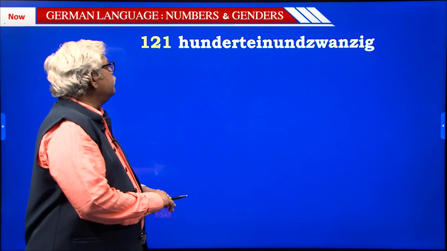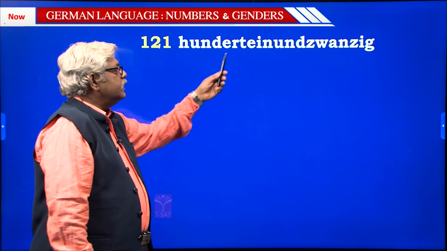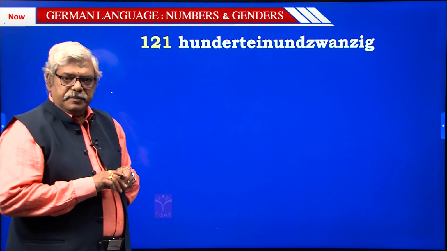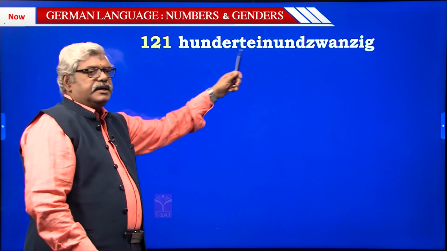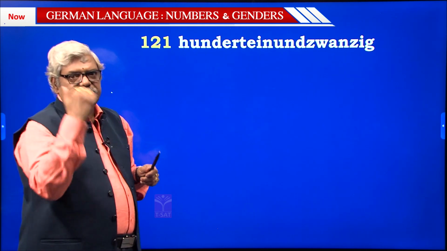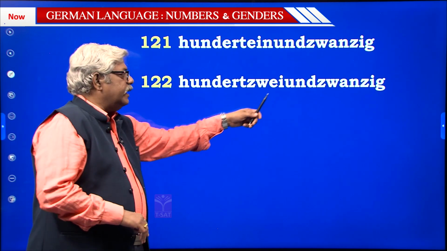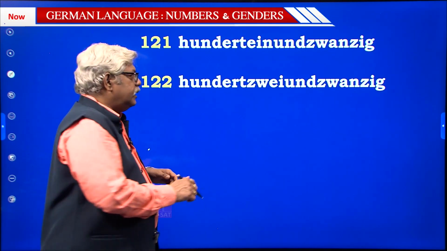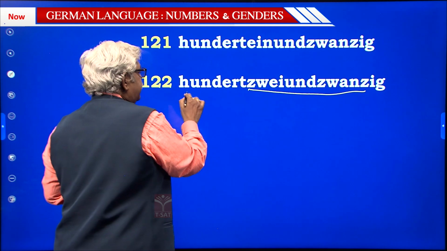So let us see how do we say 121. Remember 21 was 21. So that's how we add a 100 in front of it. Similarly for the other numbers like 122. So this 22 you add to 100.